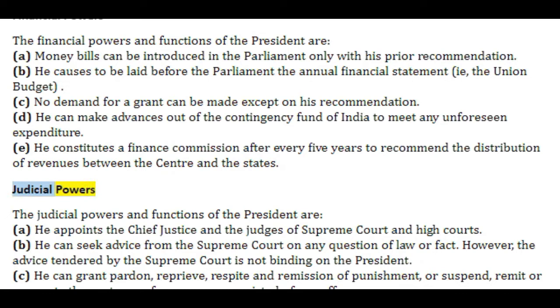Judicial powers. The judicial powers and functions of the President are: A. He appoints the Chief Justice and the judges of Supreme Court and High Courts. B. He can seek advice from the Supreme Court on any question of law or fact. However, the advice tendered by the Supreme Court is not binding on the President.